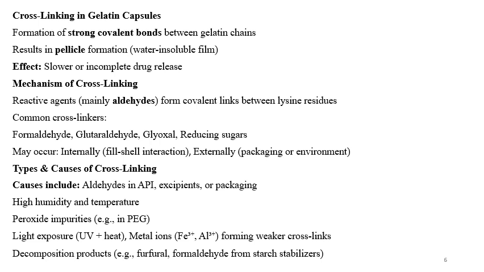Types and causes of capsule cross-linking. Causes include aldehydes in the API, aldehydes in the excipients, or aldehyde exposure because of the packaging. Also, harsher conditions like high humidity, temperature, peroxide impurities like in PEG, light exposure, and metal ions forming weaker crosslinks, and decomposition products may lead to cross-linking.